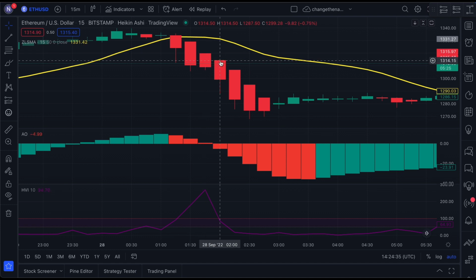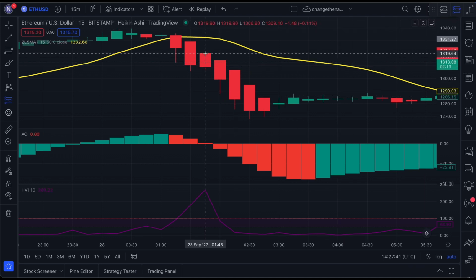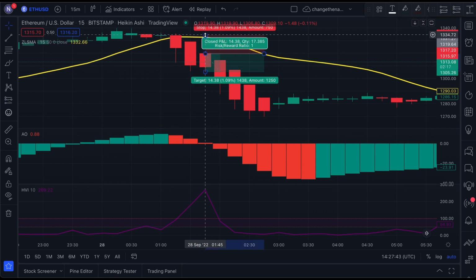And again, if one of these conditions is not met when the Awesome Oscillator gives a new signal, we're simply going to skip the signal. A stop loss will be set at the candlestick the Awesome Oscillator printed the last green bar on, and a take profit target will be 2 times the risk.